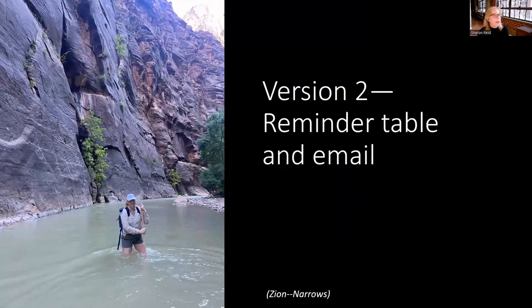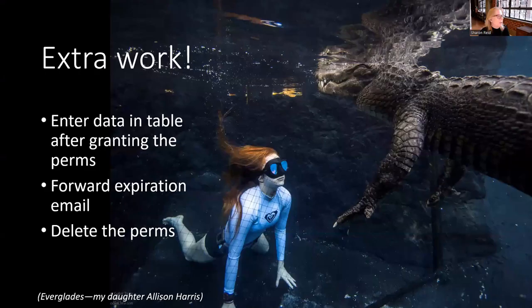So after a while, I developed version 2 of my process. Version 2 no longer needed Post-it notes. Instead, I created a table and I would enter the information into that table. And then I had a process that would send the DBA team an email reminding me about a permission expiring. So this was much better than Post-its. They weren't falling down on the floor. But it was still extra work.